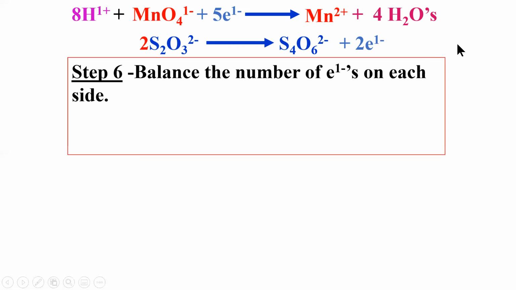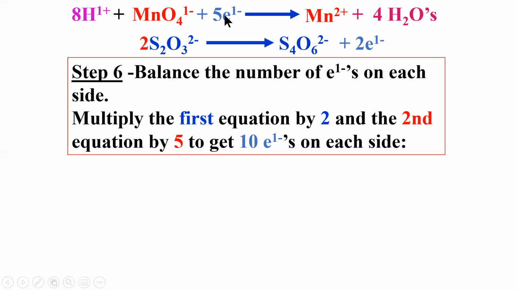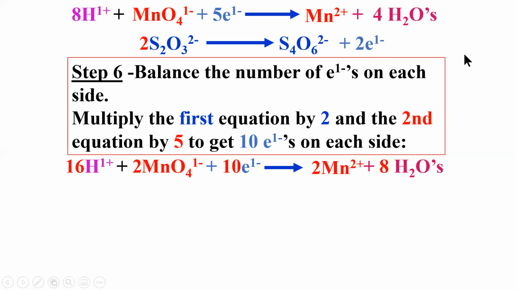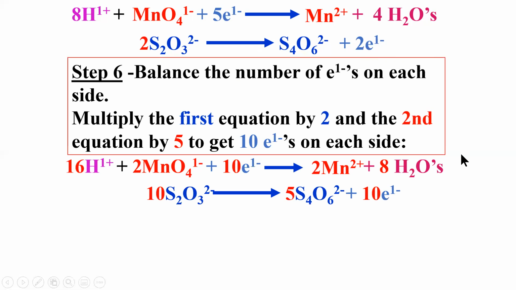So next, we're going to balance the number of electrons on each side. If there's 5 electrons gained and 2 electrons lost, the common multiple is 10. So we're going to multiply the first half reaction by 2 and the second half reaction by 5. So when we multiply the first half reaction by 2, that's the result. When we multiply the second half reaction by 5, we're going to get a 10, a 5, a 10.